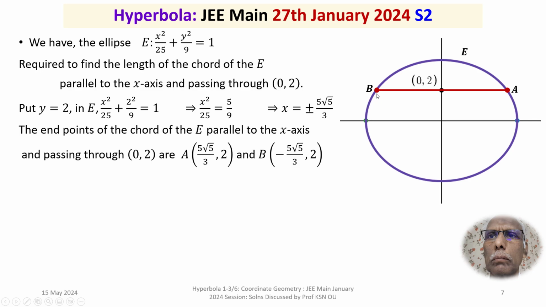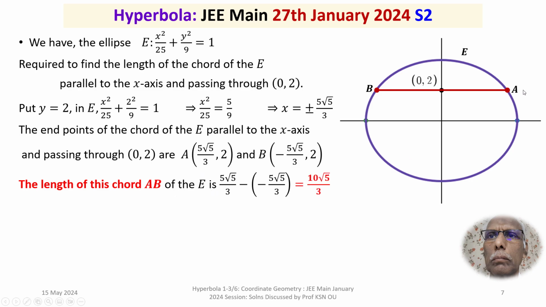Well, what is the length of the chord? The length of the chord is the modulus of the difference of the abscissa, that is the x coordinates. So the length of this chord AB of the ellipse E is 5 root 5 by 3 minus of minus 5 root 5 by 3, that is 10 root 5 by 3.